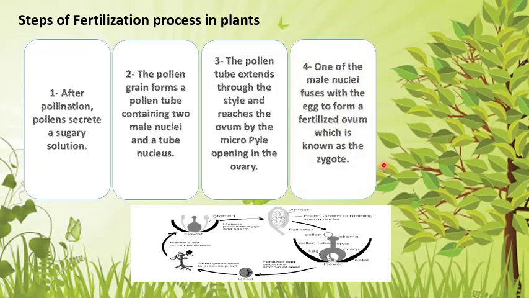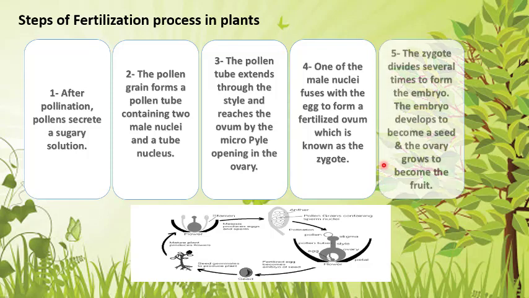Number 4, one of the male nuclei fuses with the egg to form a fertilized ovum, which is known as the zygote. Number 5, the zygote divides several times to form the embryo. The embryo develops to become a seed, and the ovary grows to become the fruit.